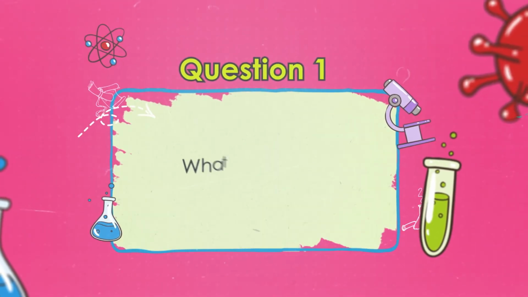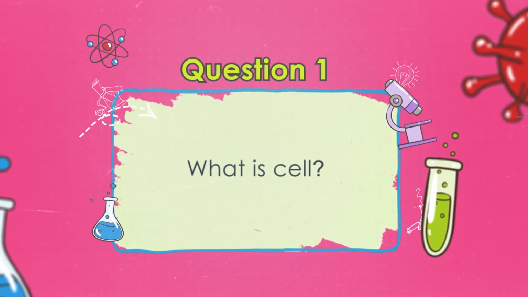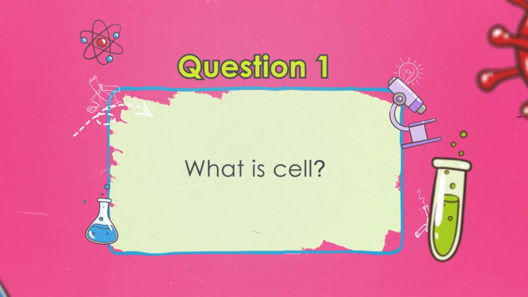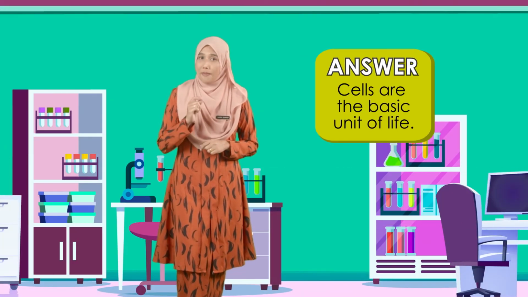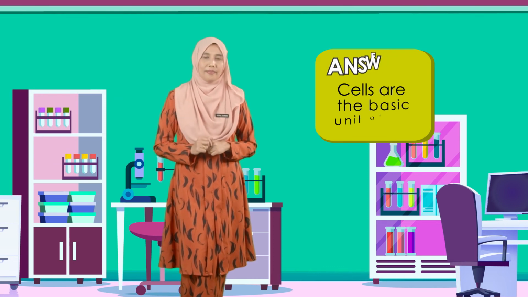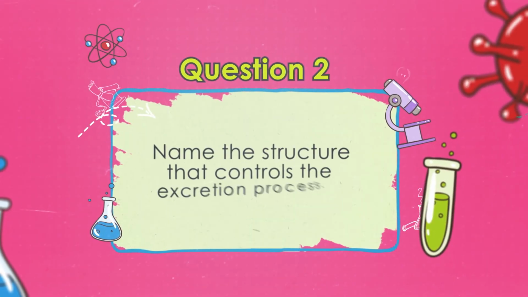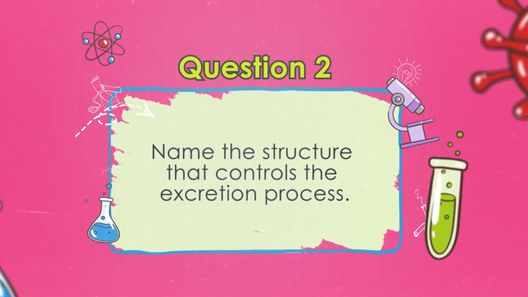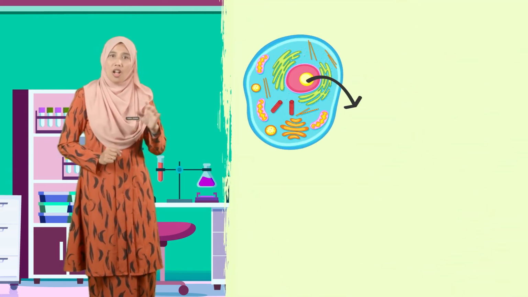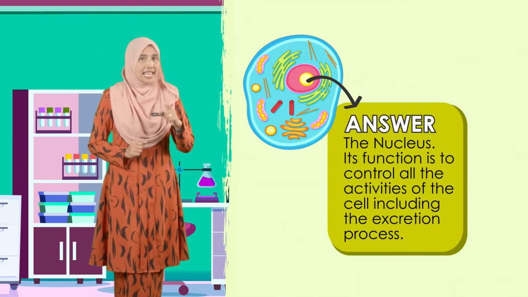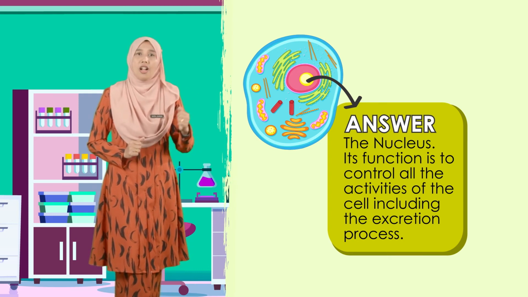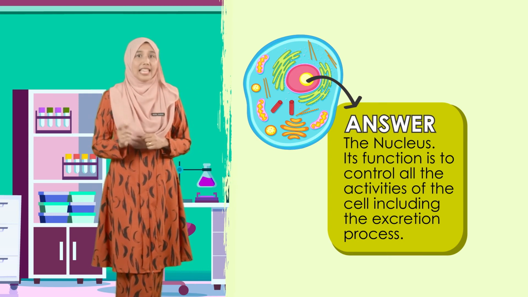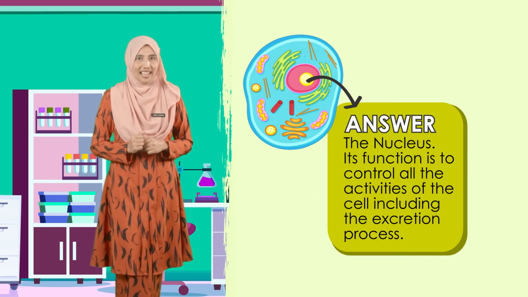Question 1. What is a cell? Let's check your answer. Cells are the basic unit of life. Next question is question 2. Name the structure that controls the excretion process. Yes, this is the structure called the nucleus. Its function is to control all the activities of the cell, including the excretion process.